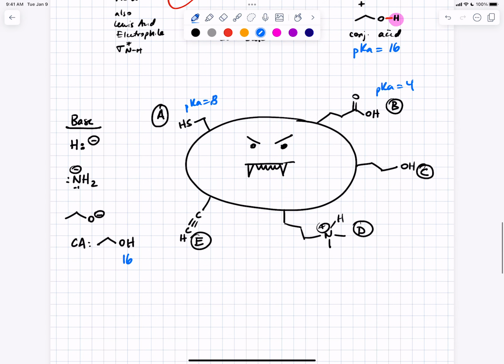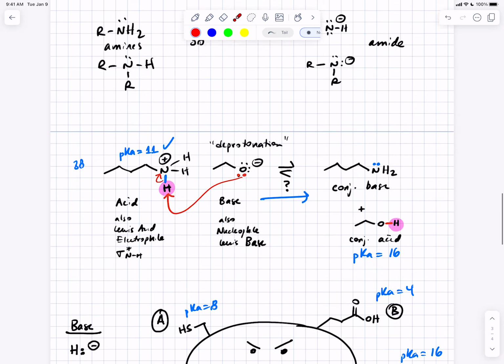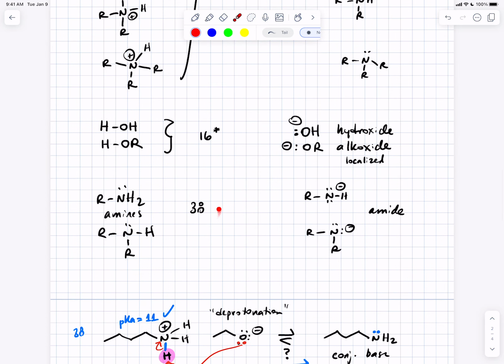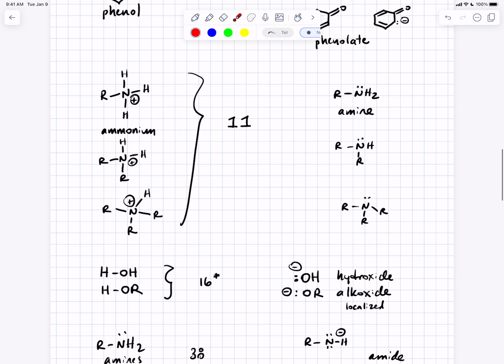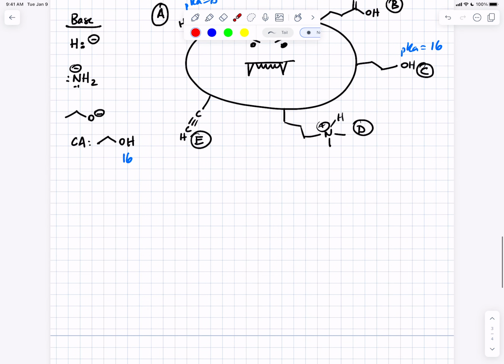And I could do, okay, here's an alcohol, pKa of 16. Actually, yeah, that's fine. Positively charged nitrogen with a proton on it. Again, I'm not going to use 38, because that's for a neutral nitrogen going to a negatively charged nitrogen. I'm going to use 11 for a positively charged nitrogen going to a neutral nitrogen. So that's a pKa of 11.